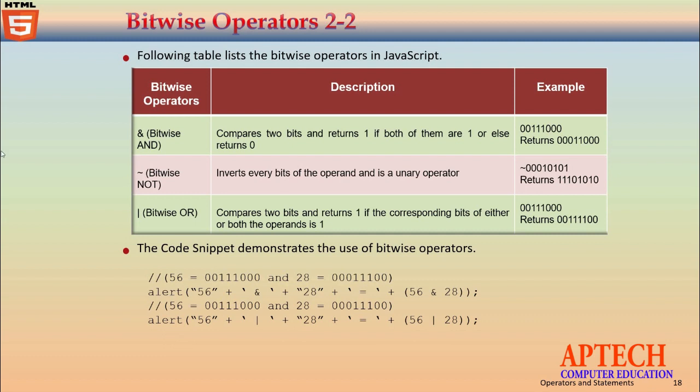If you're using the double ampersand sign, that means it's a logical AND. And if you're just using the single AND, that means it's a bitwise AND operator.